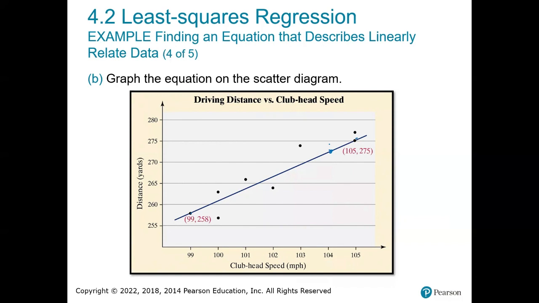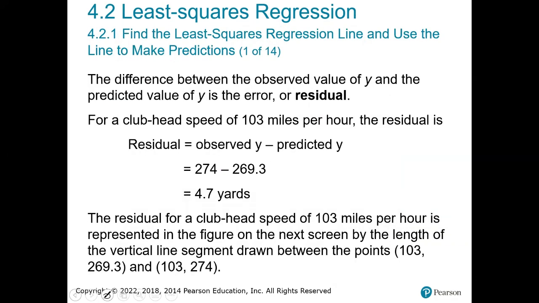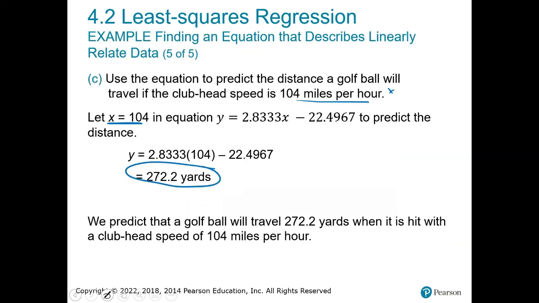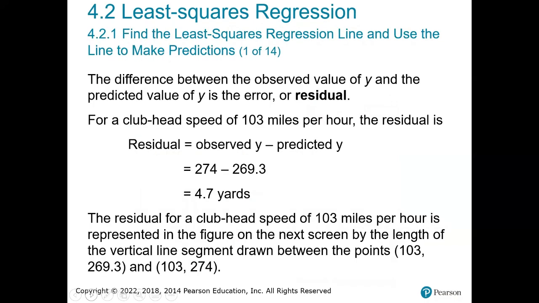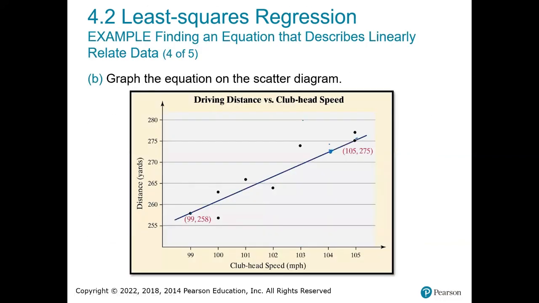Okay, so one thing we can do here is talk about the observed value and predicted value. So let's pick one that we did do. Okay, so we know from our data, we're going to do 103 for a club speed of 103 miles per hour. All right, so if I go back here, 103 has an actual value according to my study of 274.